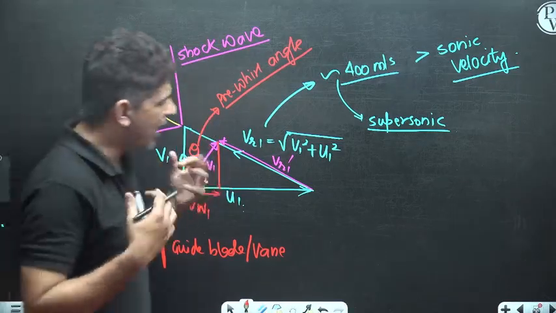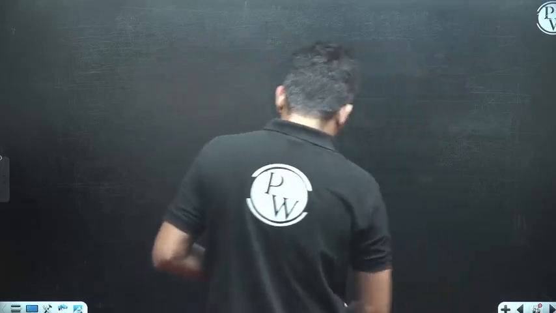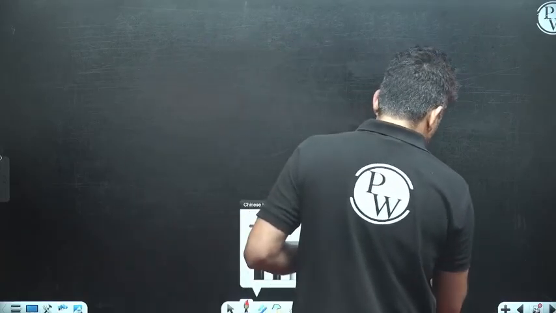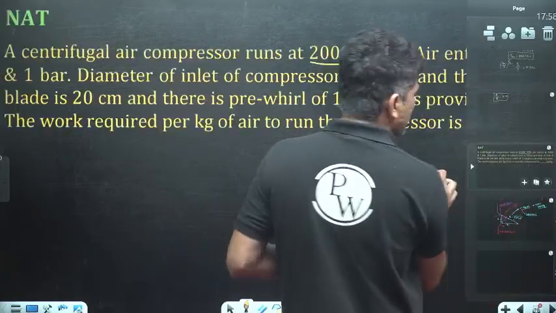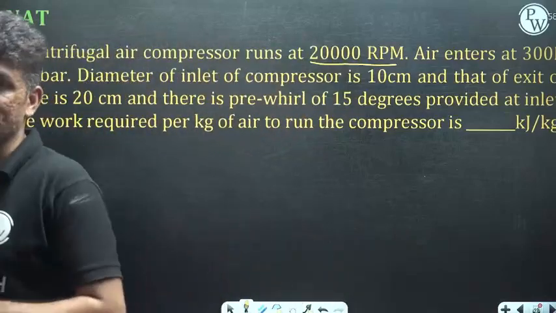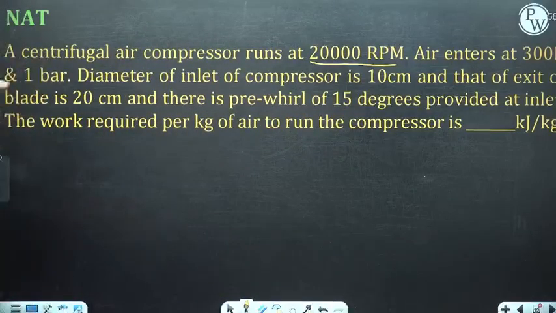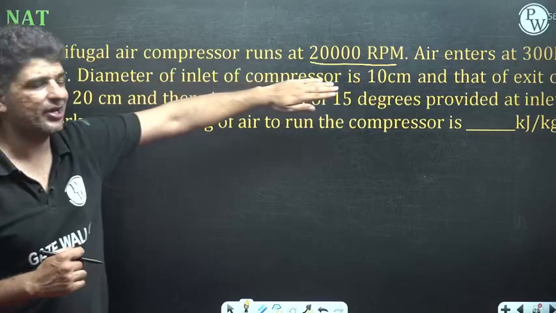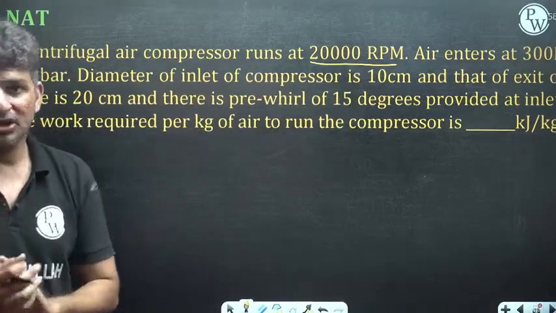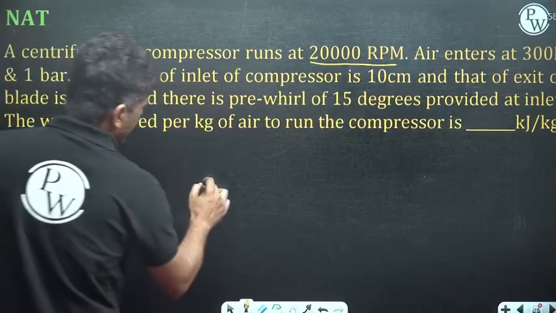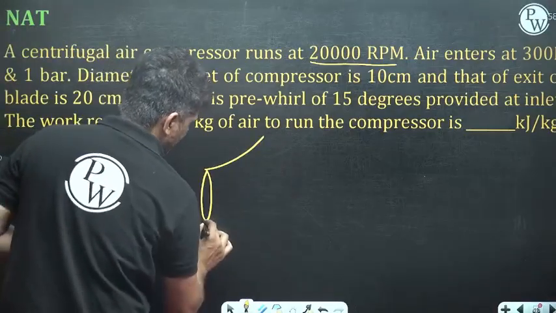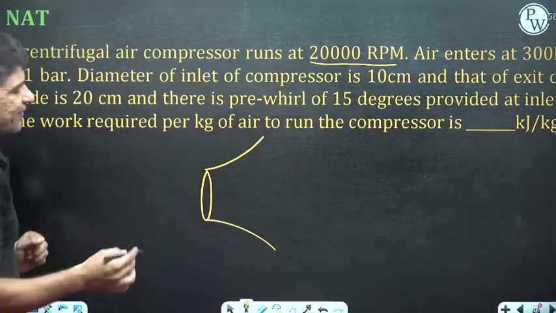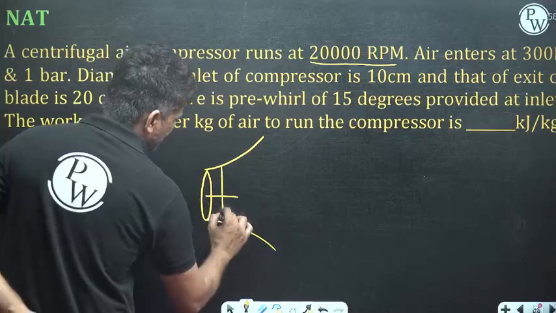Now how do we solve this question? This was a very good question. This was one of the best questions that you can think of in case of a centrifugal air compressor. He says that it runs at 20,000 RPM, air enters at 300 Kelvin and 1 bar, and the diameter of the inlet of the compressor is 10 centimeter. So you see that he has given you the diameter of the inlet, this is your D_I.